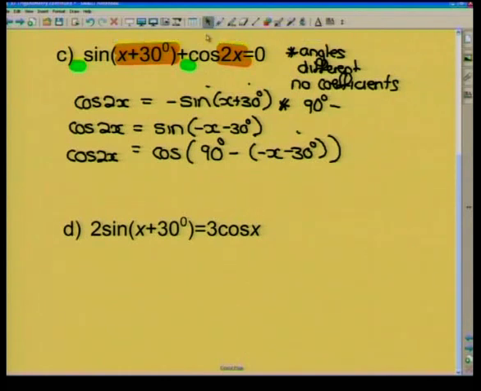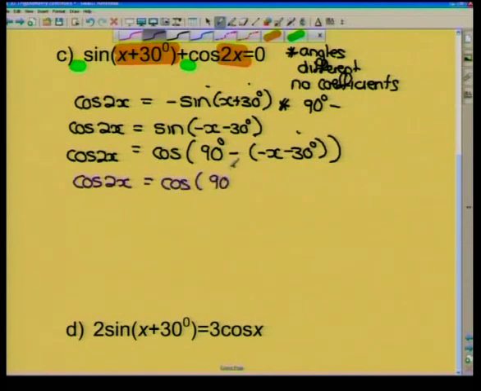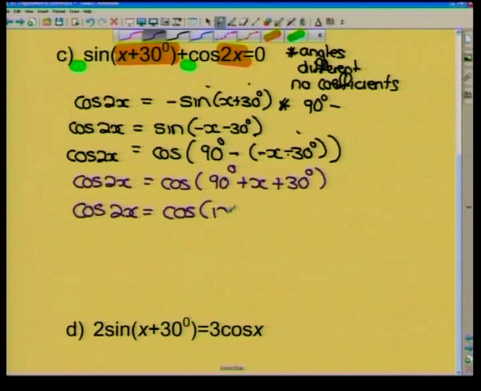And what I'm going to do is shift this question down so we've got a bit more room to work. Right, so over here now, we're ready to go. We can make this a little simpler. We can go the cos of 2x equals the cos of, and we can simplify this bracket. So it's 90, that minus minus makes a plus x, and that minus minus makes a plus 30. Which means I have cos 2x equals the cos of 120 degrees plus x.